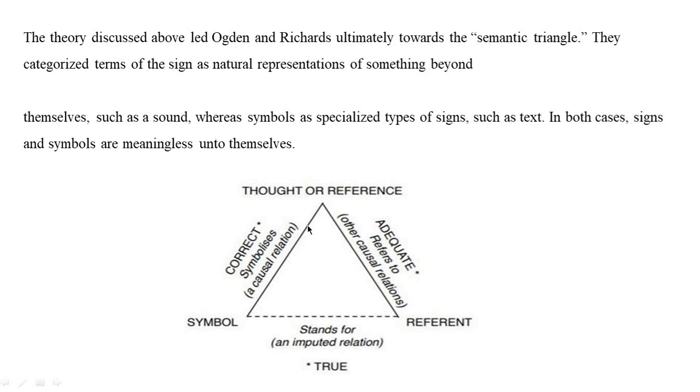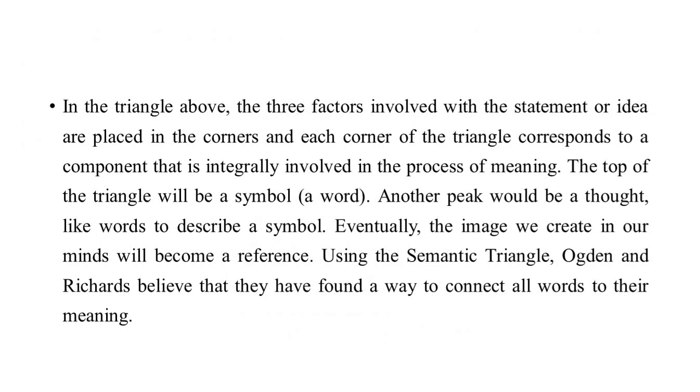So they are all connected, right? See, there cannot be a word alone in isolation. It always carries a meaning. It is always in relation to something. Okay, so this is what they say, that the term sign is a natural representation of something beyond itself, and symbol is a specialized type of sign. Let's go forward and clarify this.